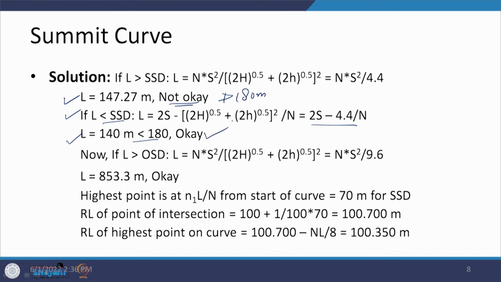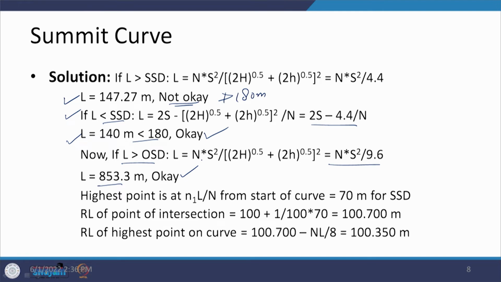Similarly, we can do it for OSD, and say the length is going to be more than OSD, and the equation is NS square divided by 9.6. If we put the values here, we get 853.3 meters, and if this is the case, then obviously the assumption is being satisfied, and therefore, this stops here.